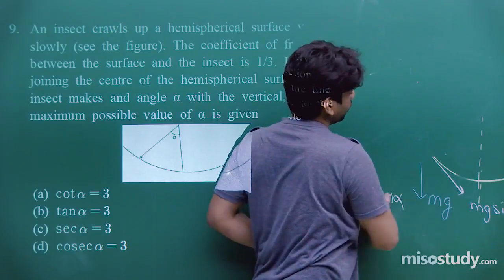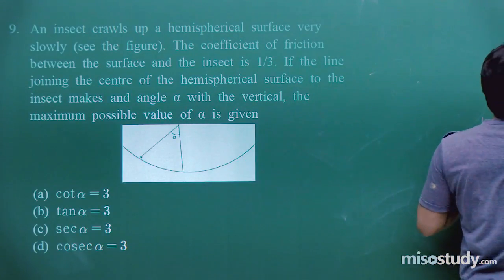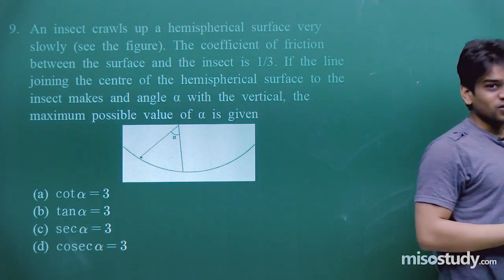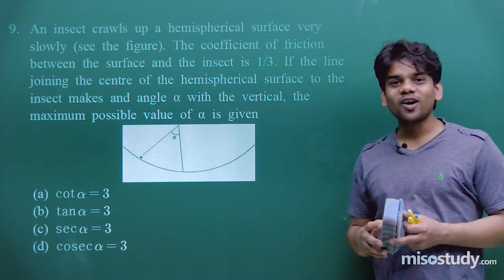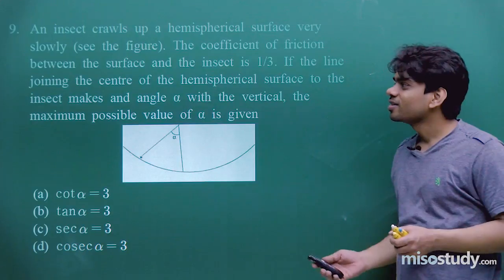So in different cases you have to resolve sometimes the normal reaction and sometimes mg. Here mg was resolved. If the hemispherical surface was actually rotating, then we need to resolve the normal reaction. That will depend upon case to case, we will see that later on.